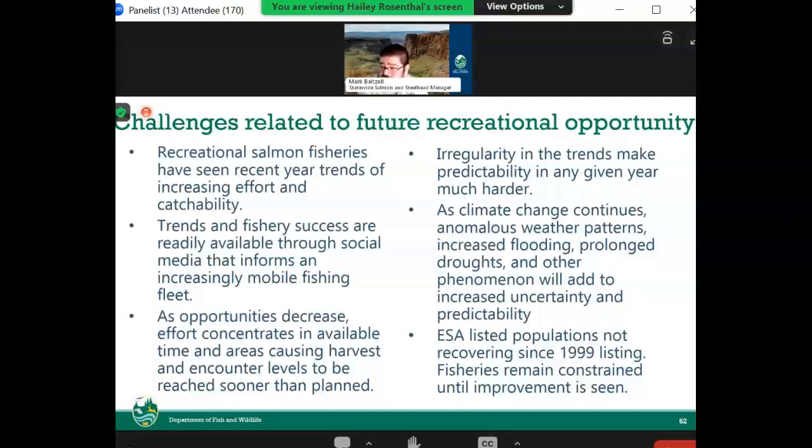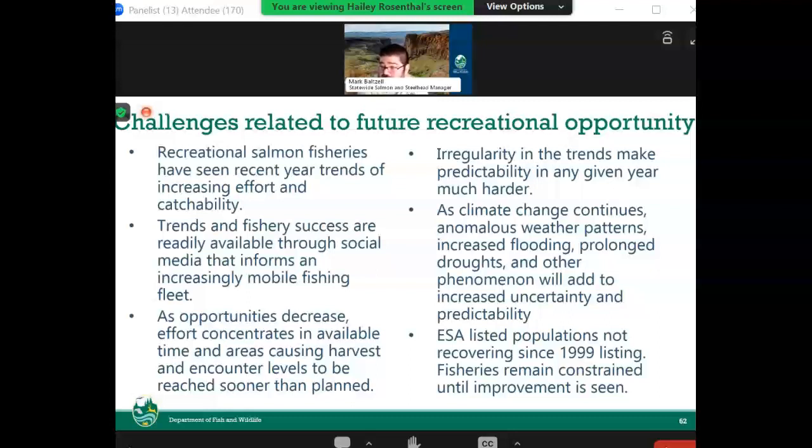We know that as these opportunities decrease over time, that's going to concentrate this effort, and it causes the harvest and encounter levels that we have to abide by for the conservation and recovery goals to be met sooner than we plan in those preseason processes. And that's where the in-season management comes in. The irregularity in a lot of the recent year trends makes predictability and uncertainty in what we're trying to do in any given year that much harder.